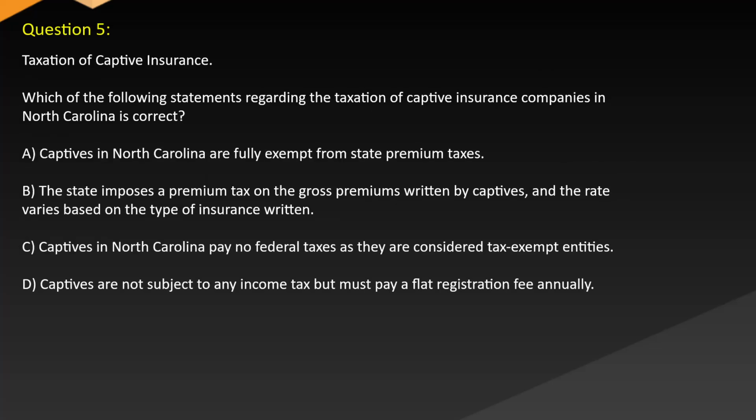Question 5. Taxation of captive insurance. Which of the following statements regarding the taxation of captive insurance companies in North Carolina is correct? A. Captives in North Carolina are fully exempt from state premium taxes. B. The state imposes a premium tax on the gross premiums written by captives, and the rate varies based on the type of insurance written. C. Captives in North Carolina pay no federal taxes, as they are considered tax-exempt entities. D. Captives are not subject to any income tax but must pay a flat registration fee annually.